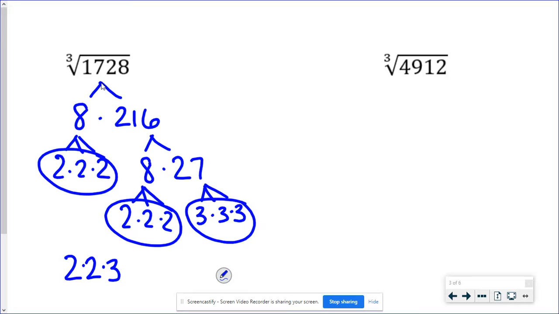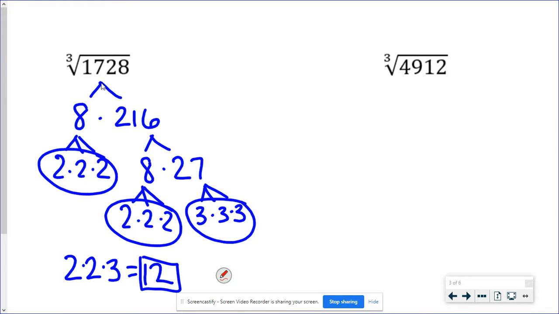So 2 times 2 is 4, times 3 is 12. This doesn't have any radical or cube root part left over. And if you want to check this, 12 to the third power, 12 times 12 times 12, is 1,728. Not a number that I have memorized, probably not a number that you have memorized either, but it does work.